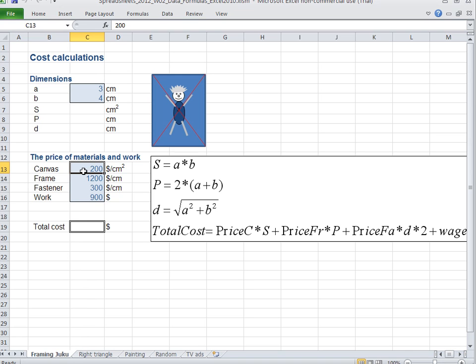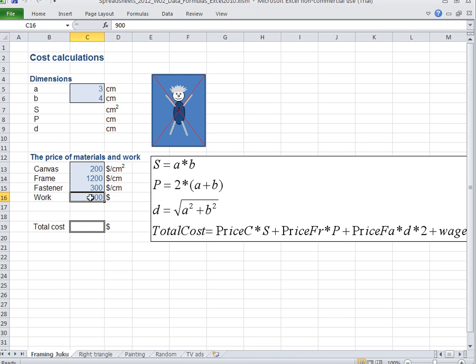this part of material price. Then we will calculate the boundary line around the picture, and by doing that we will know how much frame we will be using, and how much that costs. We also need to fasten the picture to the wall. For that, these fasteners are actually behind the picture, and if we know the length of the fastener, by knowing its price, we also know the cost. Plus, no matter what the size of the painting, we always pay $900 for work.